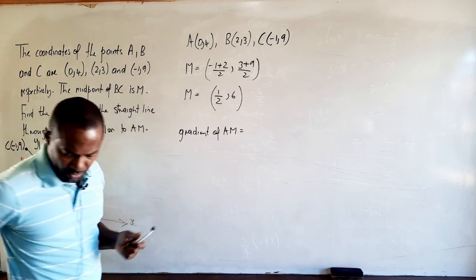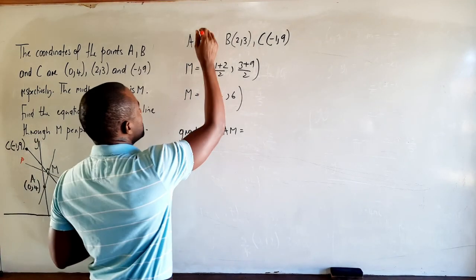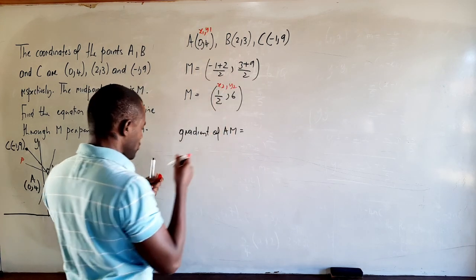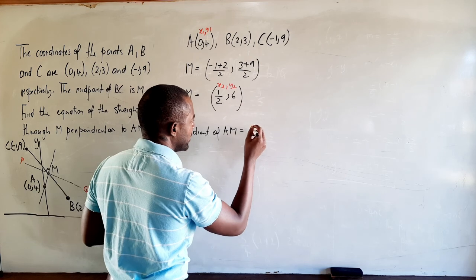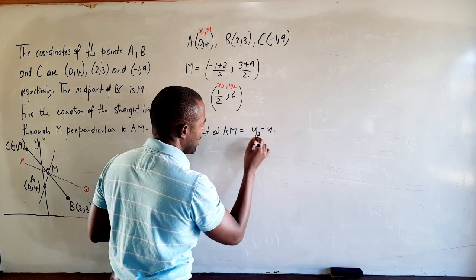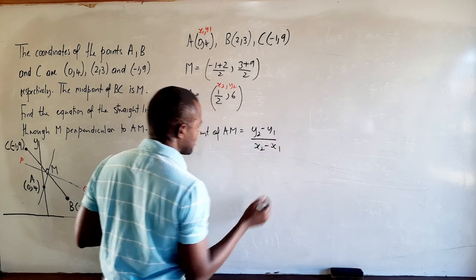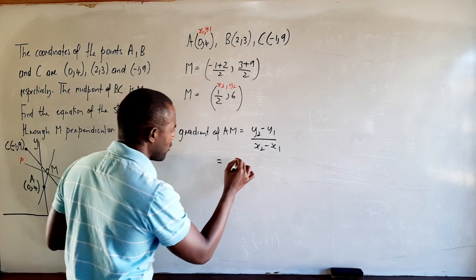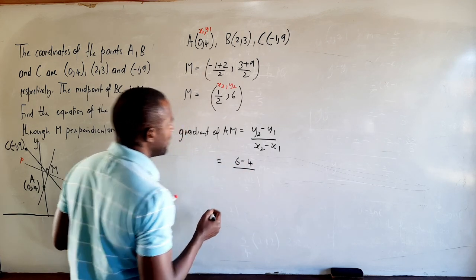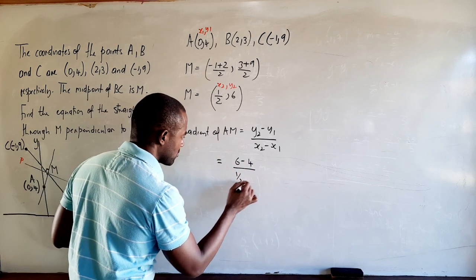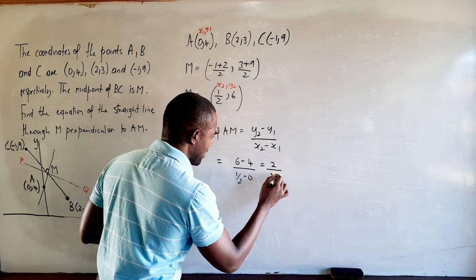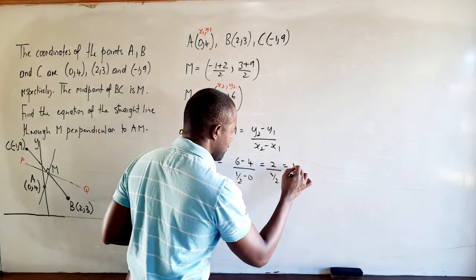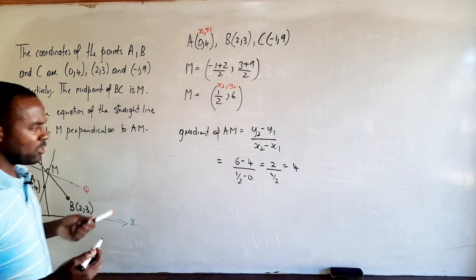So if we look at what we're doing here, if we label this as x1, y1, and this one as x2, y2, then the gradient of course will give us y2 minus y1 over x2 minus x1. And so the gradient of AM is given by 6 minus 4 divided by a half minus 0. So this gives us 2 divided by a half. Dividing by a half is the same thing as multiplying by 2. So this gives us 4. So the gradient of AM is equal to 4.